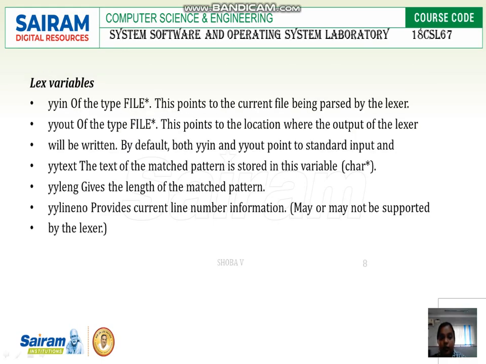These are the Lex variables: yyin, yyout, yytext, yyleng, and yylineno. yyin points to the current file being parsed by the lexer, and yyout points to the location where the output of the lexer will be written. By default, both point to standard input and output, and yytext is the matched pattern.